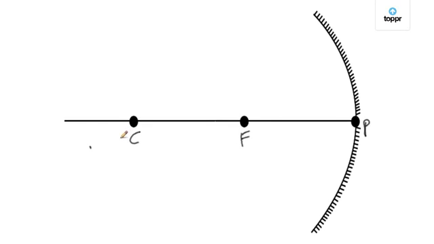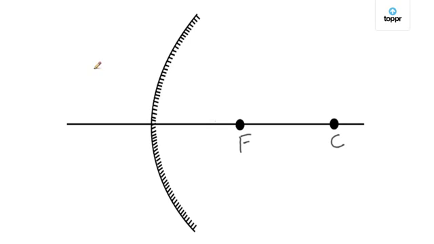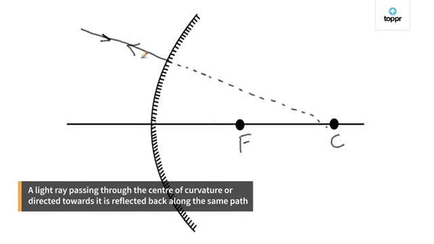For a concave mirror, if a light ray passes through the center of curvature, it is reflected back along the same path. Similarly, for a convex mirror, if the light ray is directed in the direction of the center of curvature of the convex mirror, it also reflects back along the same path. Thus, any light ray passing through or directed towards the center of curvature is reflected back on the same path.